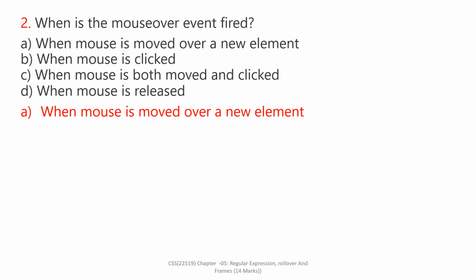Now the second MCQ is, when is the mouse over event fired? When a mouse is moved over a new element, when a mouse is clicked, when a mouse is both moved and clicked, and when a mouse is released. The answer is, when a mouse is moved over a new element.